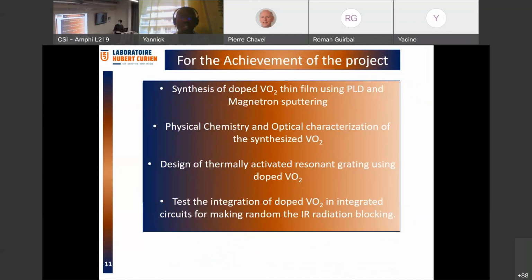To conclude, for the achievement of this project, I have to be able to dope the vanadium dioxide thin film using PLD and magnetron sputtering, do the physical chemistry and optical characterization of the film, and then design the thermally activated resonance grating using doped vanadium dioxide. We also want to test this material in integrated circuits for making random the infrared radiation blocking.